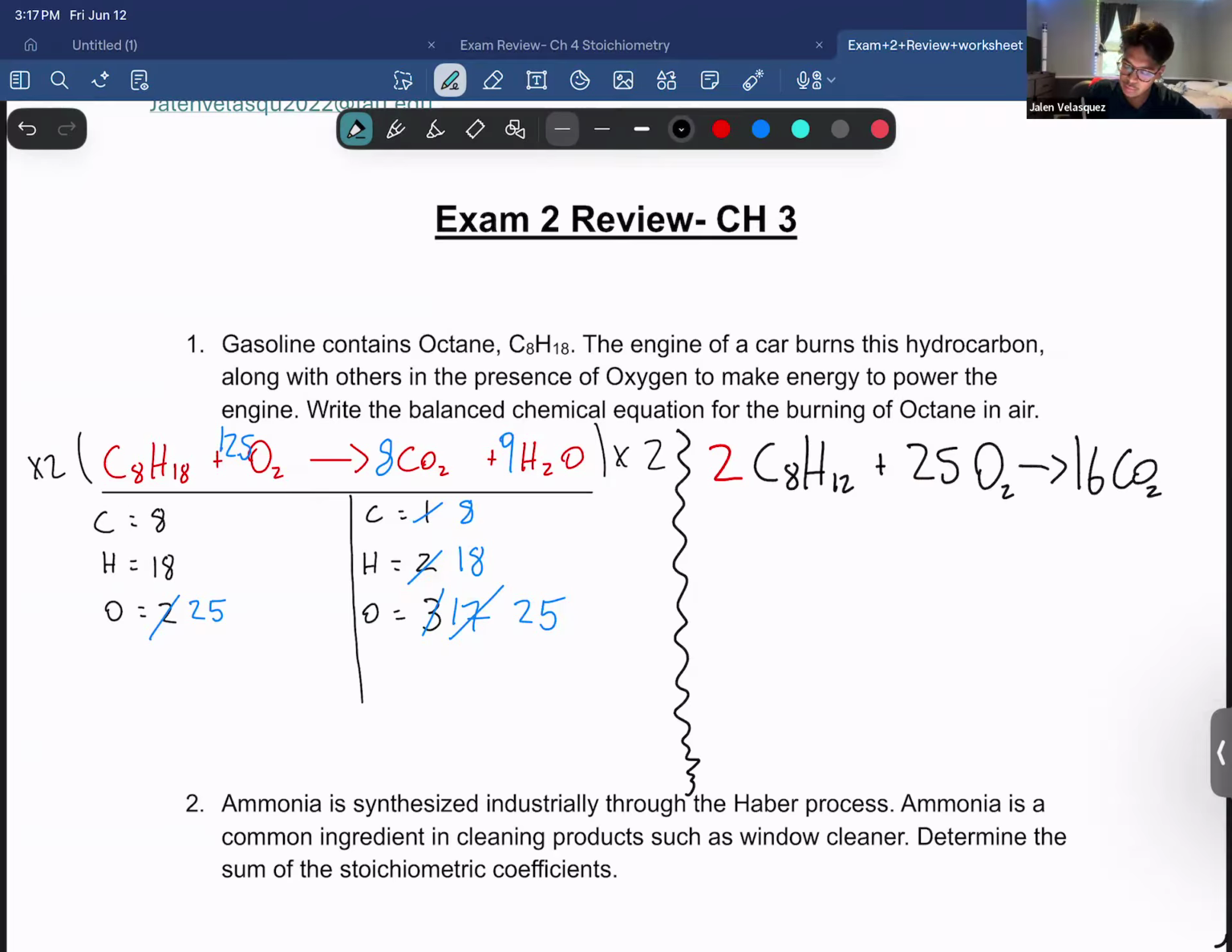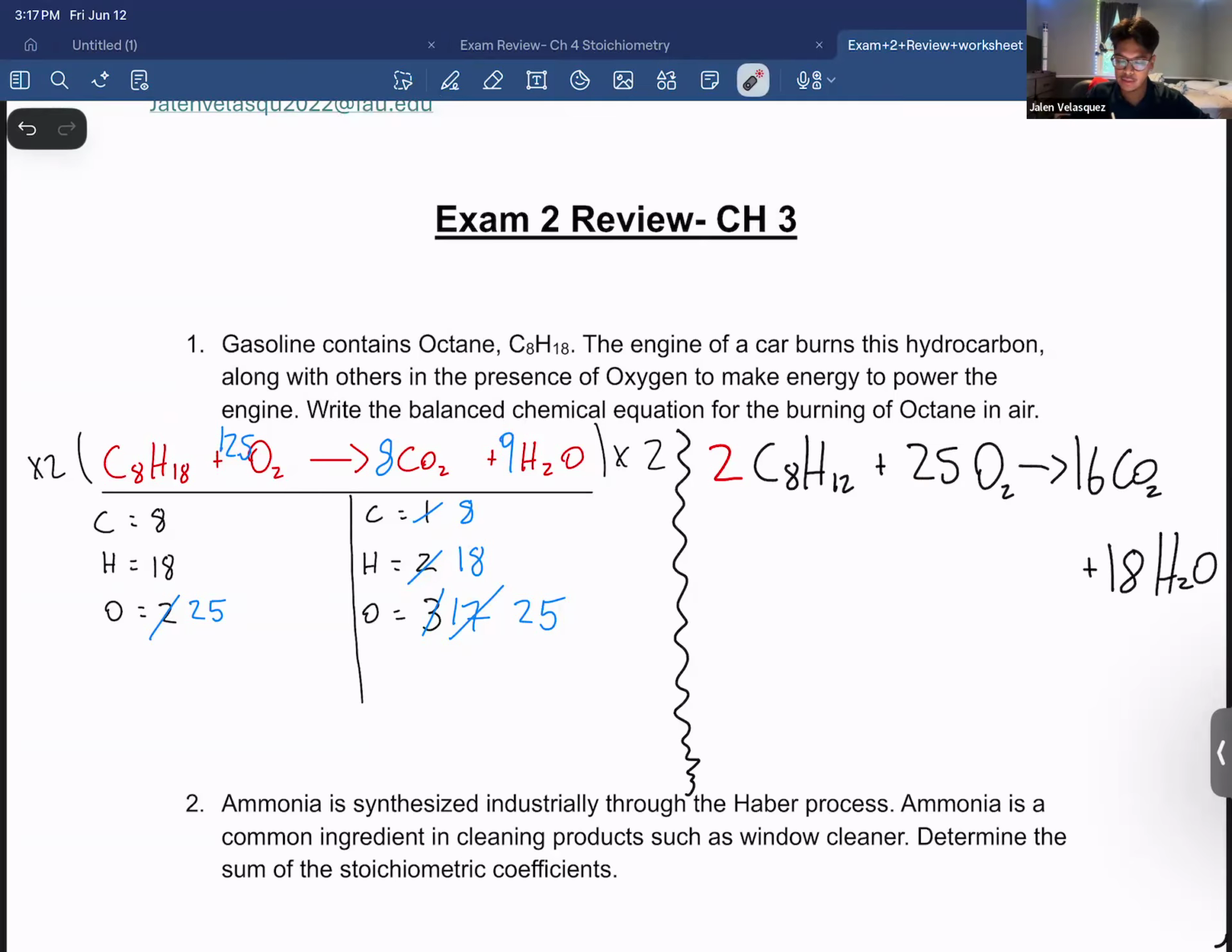I'll write this on the bottom, I'm running out of space. We'll have 18 in front of the water. Even though we stepped it up by a factor of 2, the equation is still balanced. If you want to look at the carbon, 2 times 8 is 16. On the product side, how many carbons do I have? I've got 16. For the hydrogens, 2 times 12 is 24.